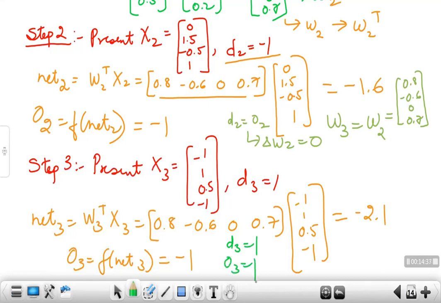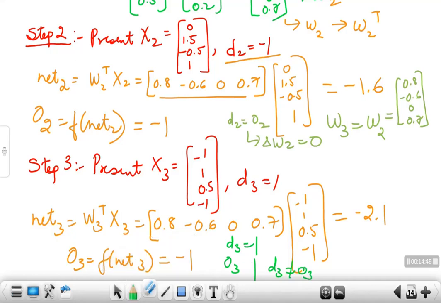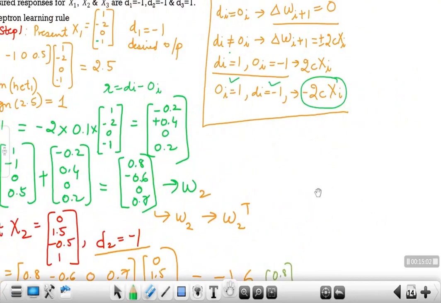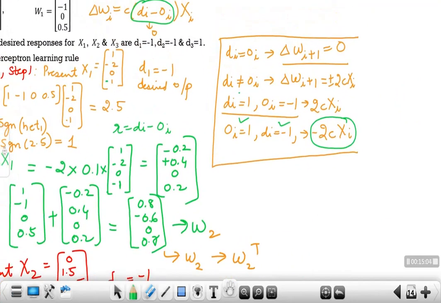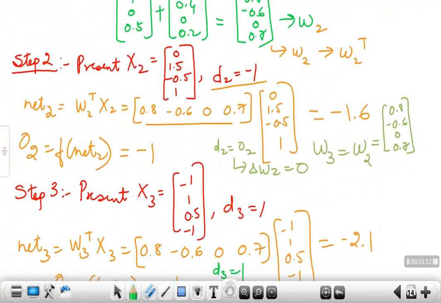The main important step here is only to calculate net 1, net 2, net 3. The rest, O2, O3, is very simple. So the Perceptron learning rule has this particular advantage as compared to the other one, because you can use only the Signum function for the Perceptron learning rule. So the answer comes, I think, minus 2.1. So the sign will be minus 1. Now here D3 is equal to 1, O3 is equal to minus 1. Hence D3 is not equal to O3.